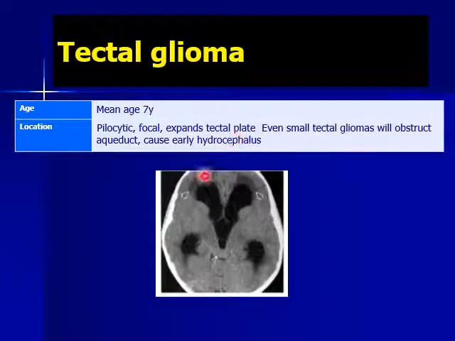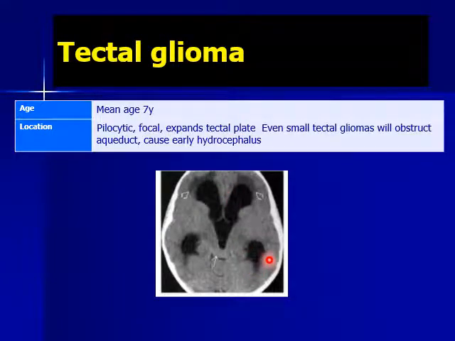Tumor number 3, tectal glioma. What is the tectal glioma? It is a tumor also of childhood, around 7 years old. Okay, this is the mean age. It is a low-grade glioma, a pilocytic focal lesion that expands the tectal plate. What is the tectal plate? The tectal plate is the posterior aspect of the midbrain.